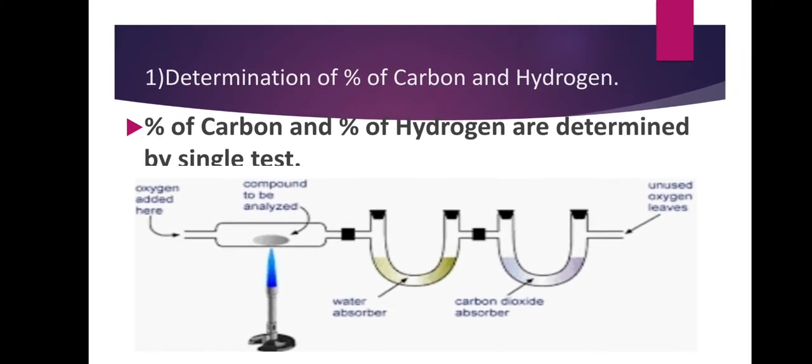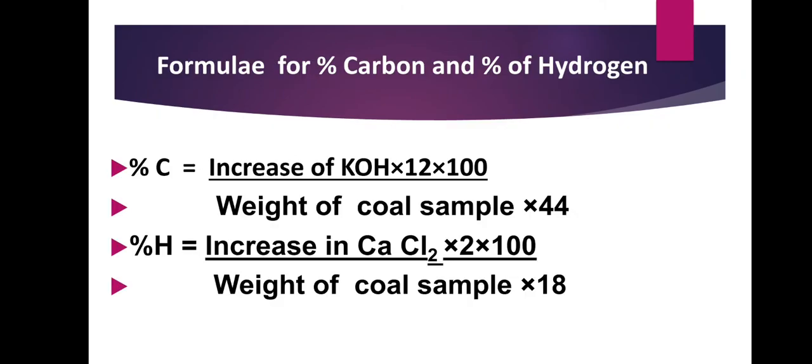Then there is a formula, and the formula is as follows: percentage of carbon is equal to increase in weight of KOH tube × 12 × 100 / (weight of coal sample × 44).